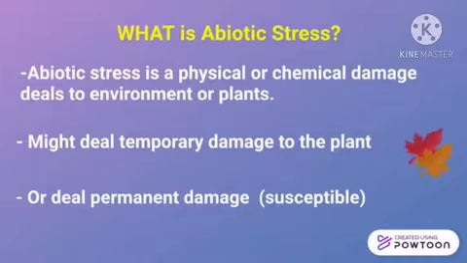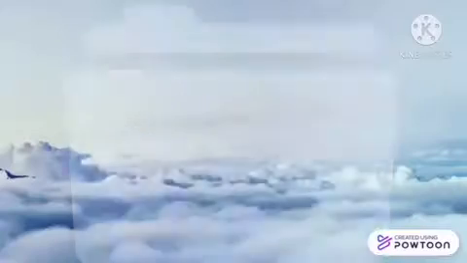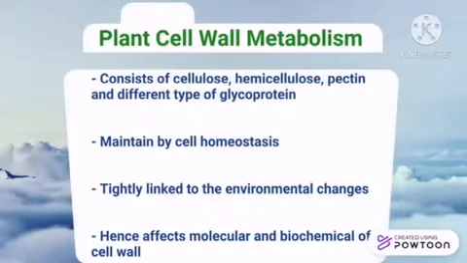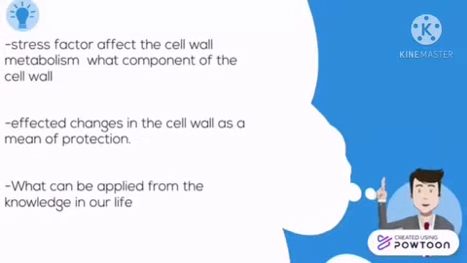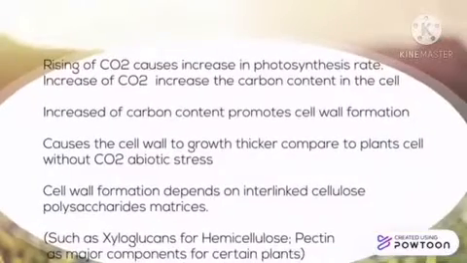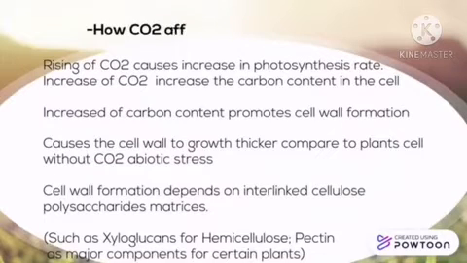First of all, what is abiotic stress? Abiotic stress is a physical or chemical damage to the plant and can cause temporary and permanent damage. The plant cell wall is composed of cellulose, hemicellulose, pectin, and glycoprotein, and is maintained by cell homeostasis. In this video, we are going to talk about how stress factors affect the cell metabolism and components of the cell wall. First, I, Kang, am going to talk about how CO2 affects cell wall metabolism.